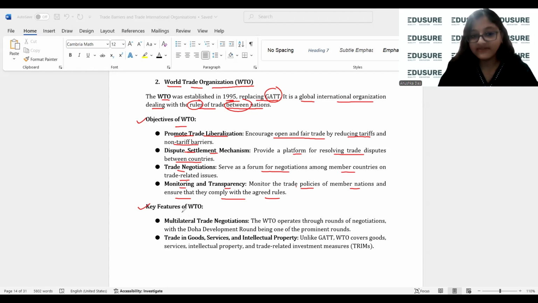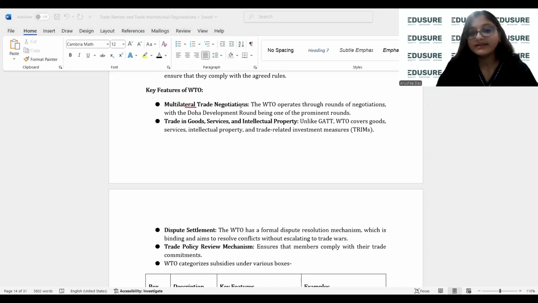Then you have certain key features of WTO. Let me come down. See, multilateral trade negotiations. The WTO operates through rounds of negotiations. We will see the different rounds later. WTO operates on different rounds of negotiations, with the Doha Development Round being one of the most prominent rounds. We'll see all the rounds. I have listed them. We will see them in a while.